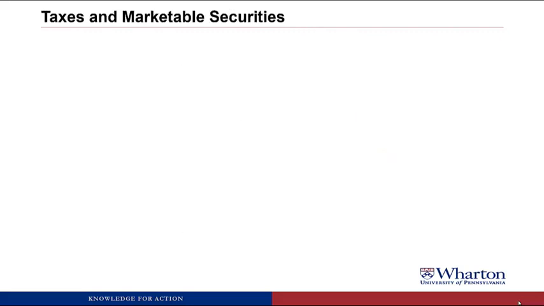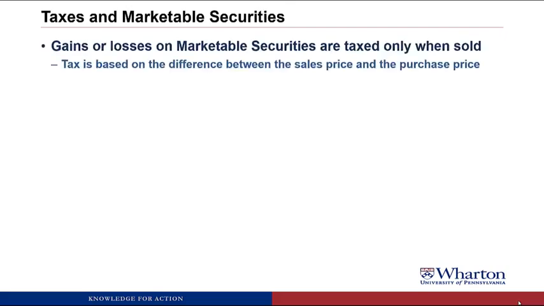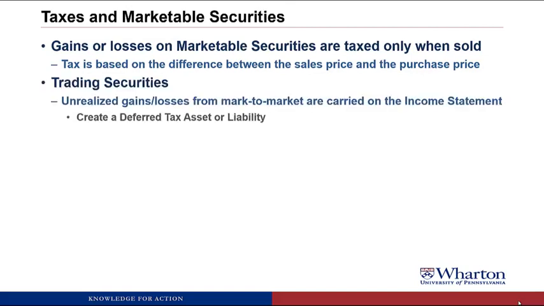Another applied example that I want to look at is how taxes relate to what we did with marketable securities earlier in the course. Remember, marketable securities are when we buy the stocks or bonds of another company as an investment, as a way to try to make money. Gains or losses on marketable securities are only taxed when they're sold. The tax is based on the difference between the purchase price and the sales price. So that's the tax treatment for gains or losses on marketable securities. They only happen when they're actually sold.